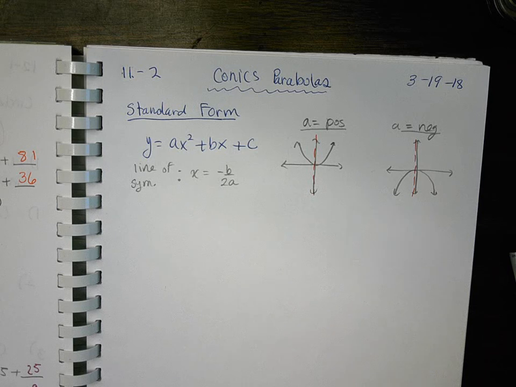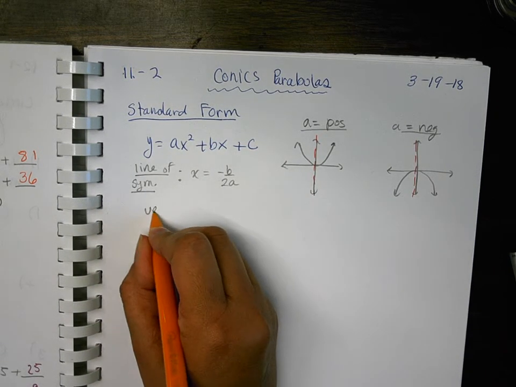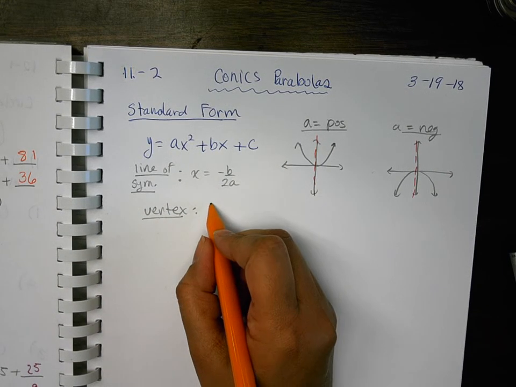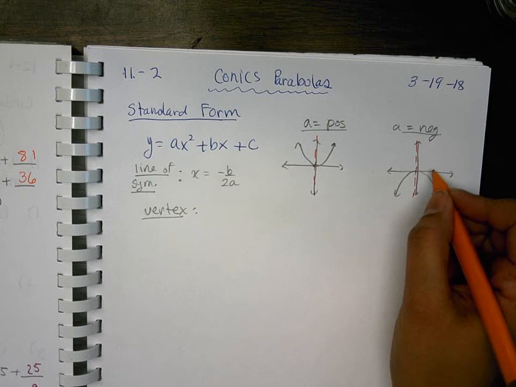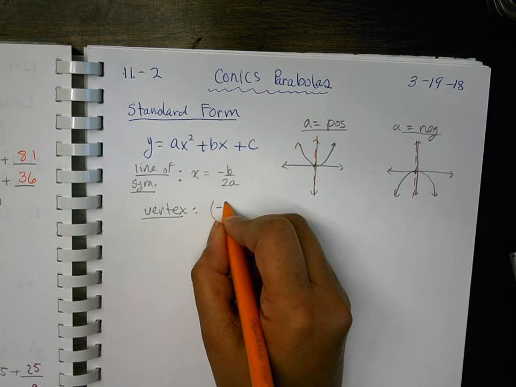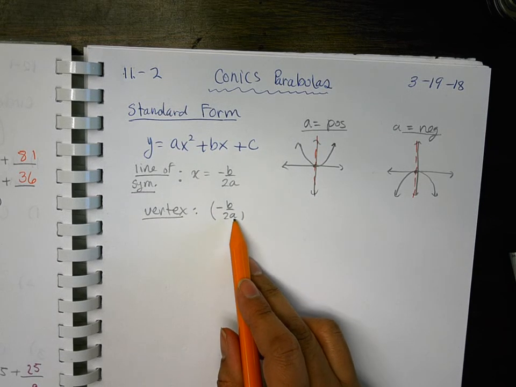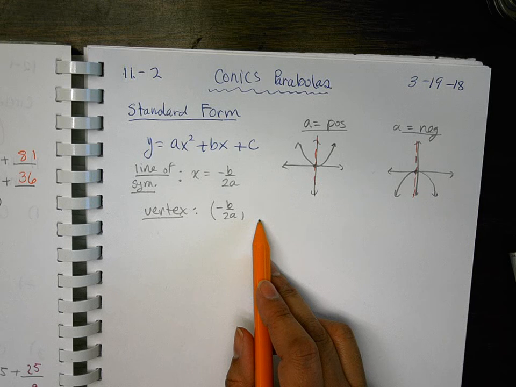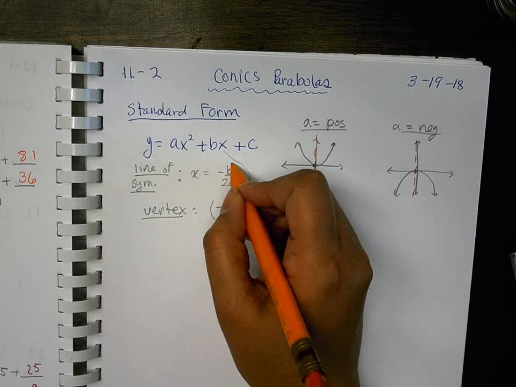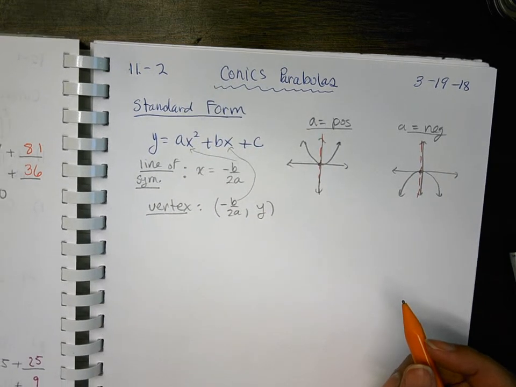How can I use that to find the vertex? Anyone? Would you agree the vertex will always lie on the line of symmetry? Yes? So the x value will always be the negative b over 2a. And what would I do with that x value to find the corresponding y value? Plug it in is correct. You would plug it into your x's and find the corresponding y value.